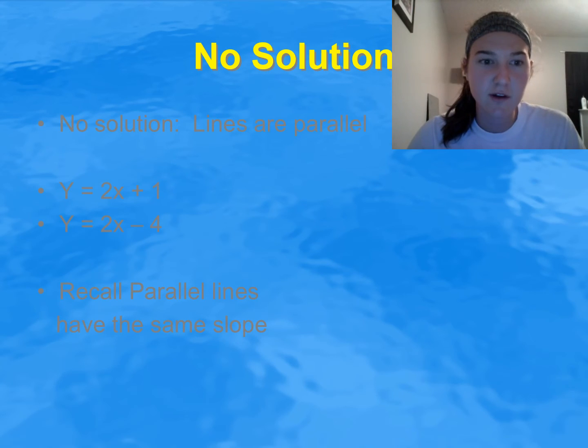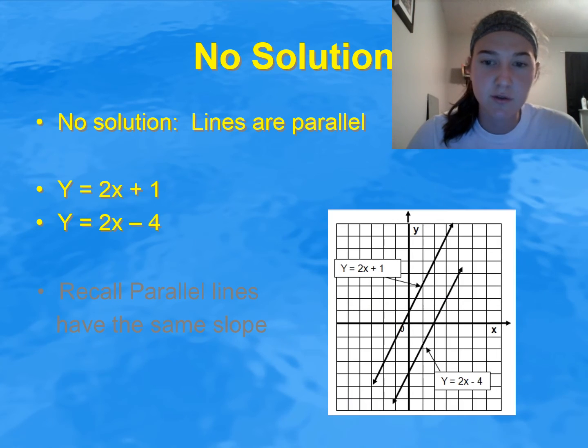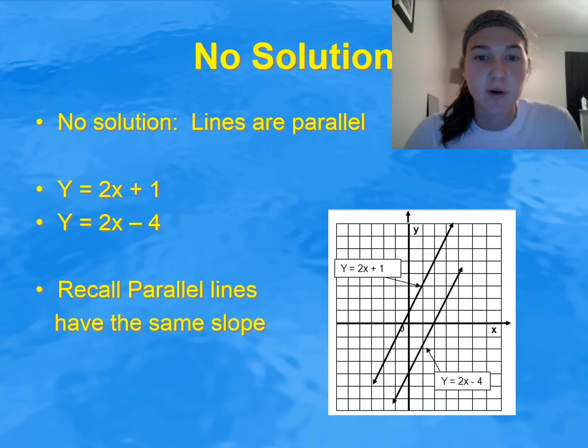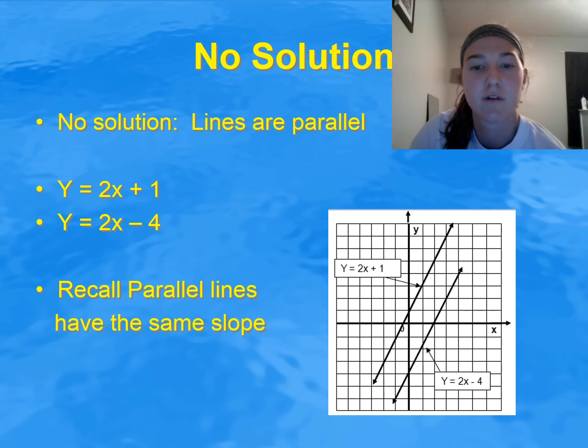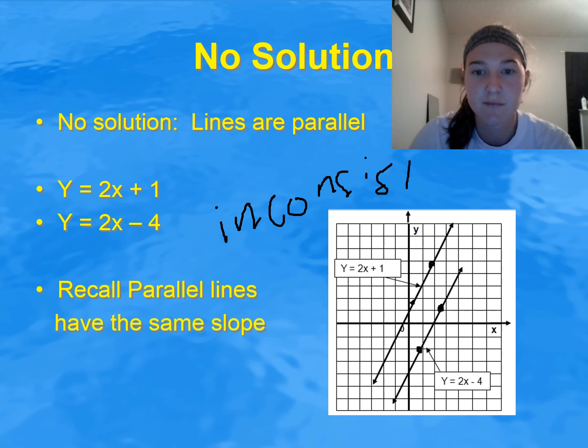Okay, so what if our system turns out to be 2 parallel lines? Well, in that case, there's going to be no solution, because parallel lines never intersect. And remember, the intersection point of the lines in our system is our solution. Since there's no point on this graph that satisfies both equations, there's no solution. And we call this an inconsistent system.